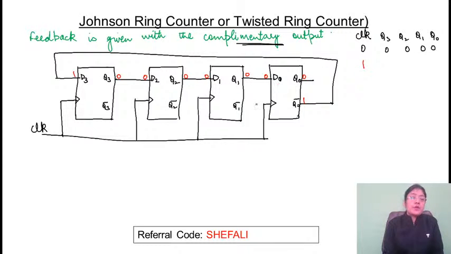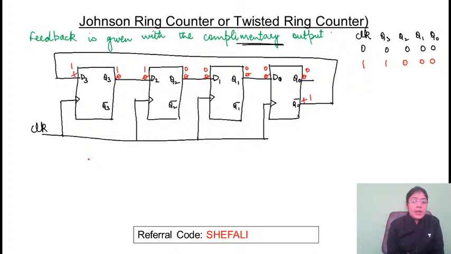Inputs are set, apply the first clock. What will be the output? Output becomes 1. Output becomes 0. Output becomes 0. And output is 0. So after applying the first clock pulse, we are getting the output as 1000. Again, set the input: 1000. If the output at Q0 is 0, then the Q0 complement will be 1 again. So again the output comes out to be 1. This output becomes the input for D2, 1. This comes out to be 0. This comes out to be 0.